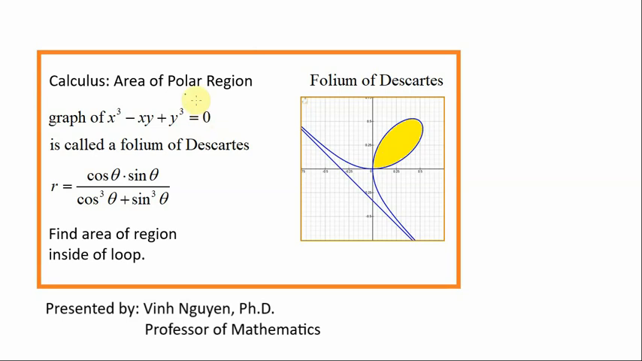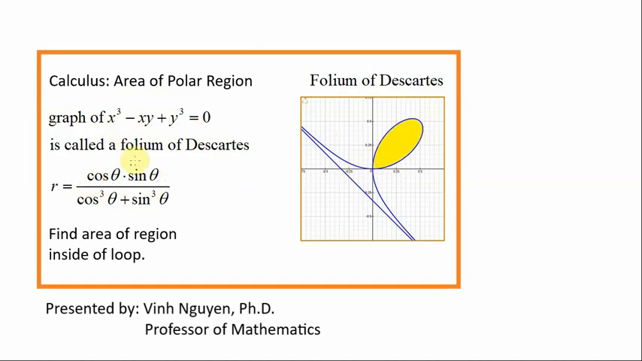This video is on area in polar regions. The graph for the equation x to the third minus xy plus y to the third equals 0 looks like this, and it's called a Folium of Descartes. In this video, we're going to find the area of this loop right here.